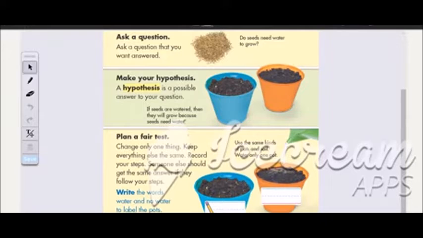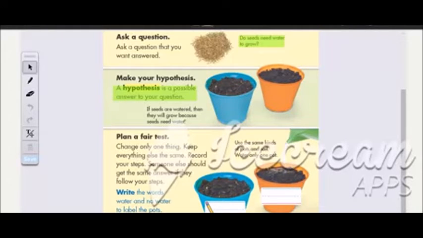Now let's take the 6 steps in details. Number 1, asking a question. Of course, if you want to study something, you will ask a question about this thing, such as seeds. If you want to ask about them, let's say, do seeds need water to grow? Number 2, you will make your hypothesis. A hypothesis is a possible answer for your question. Tell if the seeds will need water or not. Of course, they need water to grow.